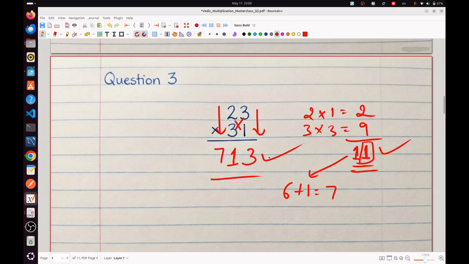This is a type 2 problem. Here we got a 2-digit number. With that you can calculate like this.